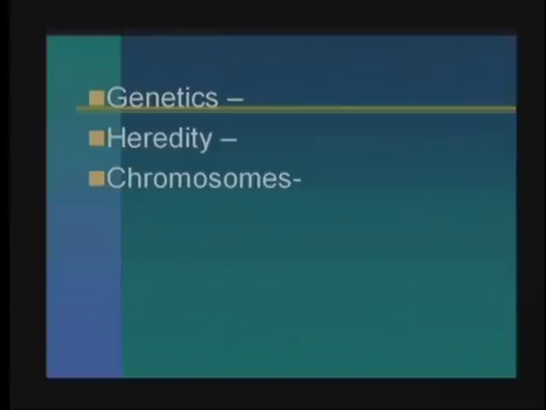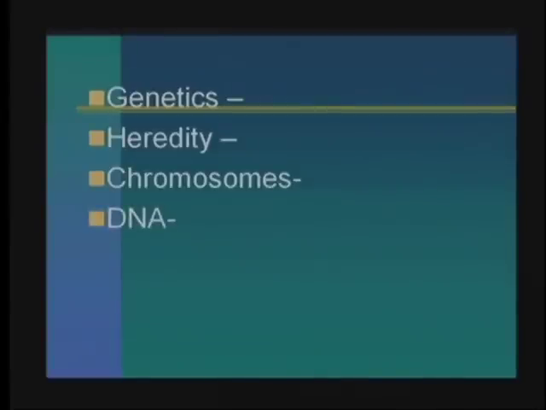Chromosomes occur normally in pairs, at least in the higher organisms. And in humans, we have 23 pairs of chromosomes for a total of 46 chromosomes. Okay.